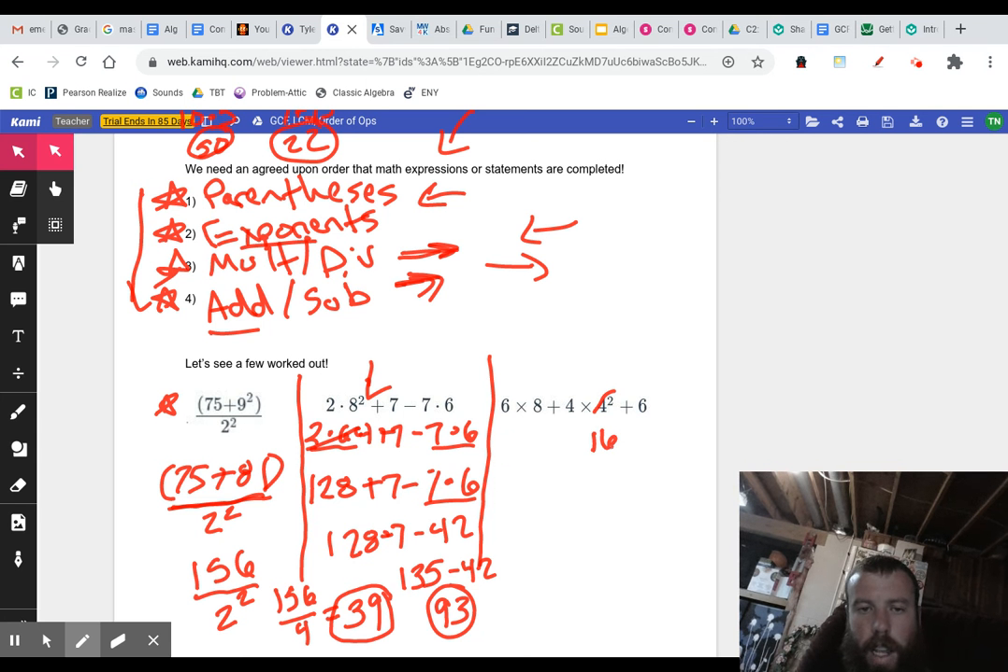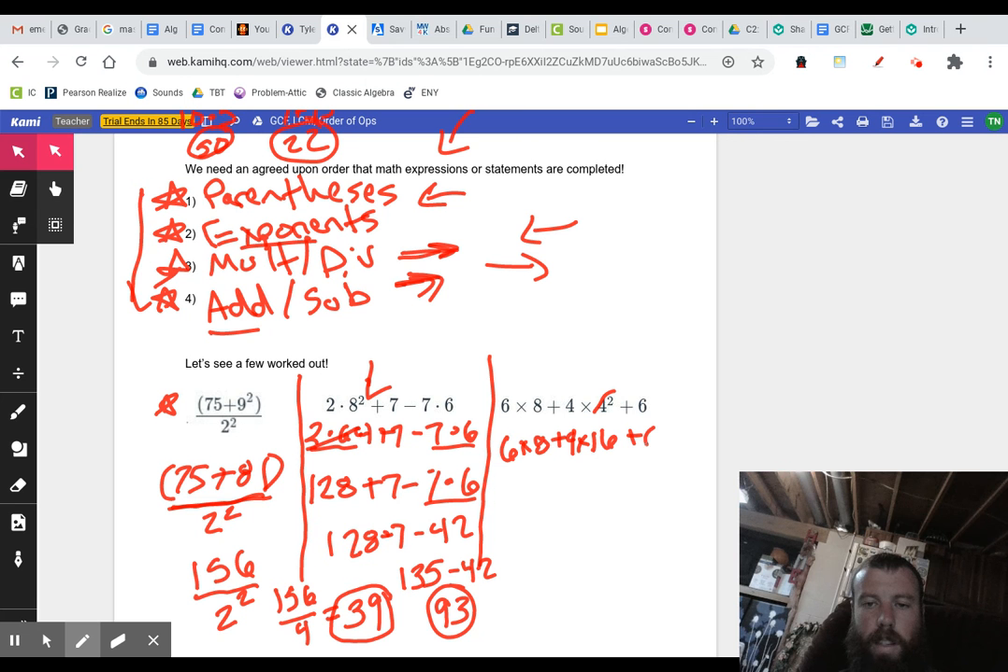So we have 6. I don't like these little X's. You're going to see them on Delta Math, right? You know what that X is. It's multiplication, but we really like using the dot like the previous problem over there in between that 2 and the 8 and the 7 and the 6. We have 6 times 8 plus 4 times 16 plus 6. Check this again. Parentheses, no. Exponents, no. Multiplication, yes. I have a couple of them.